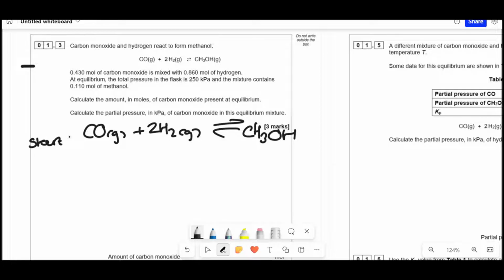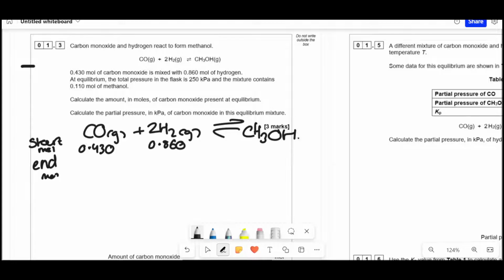So let's deal with the start, and we'll deal with the end. At the very start, they've told you that they mixed 0.430 moles of carbon monoxide, and then they've told you you've mixed 0.860 moles of hydrogen. How many do we have of methanol? Give it a second, pause, say the answer, and we'll see.